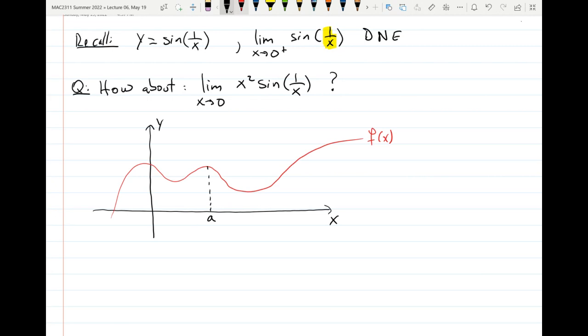And of course, what we're trying to figure out is the limit as x approaches a of f of x. Again, this was a nice function that I just drew, but for example, the function x squared times sine 1 over x behaves very crazy around 0. But let's see, is it really that crazy? Well, we're going to be able to answer that question soon.